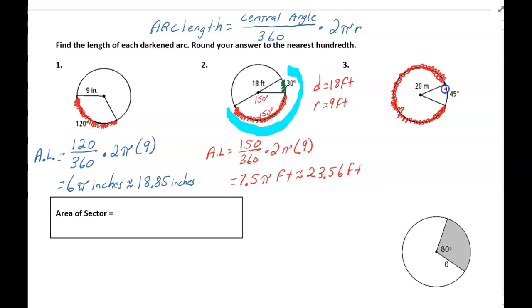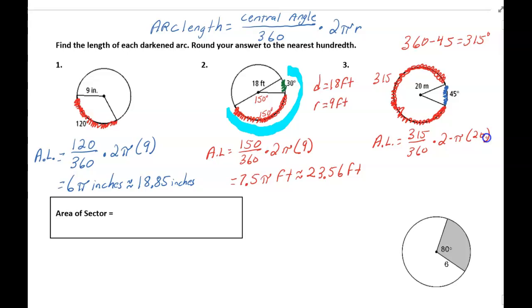For the third problem here, we know the blue arc is 45 degrees. We know a full circle is 360 degrees. So the red arc is going to be 360 minus 45. And doing that math, you get 315 degrees. So the red arc is 315 degrees. So the arc length is 315 over 360 times 2 times pi times the radius, which is 20 meters.